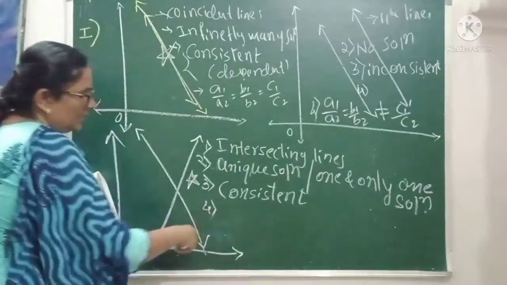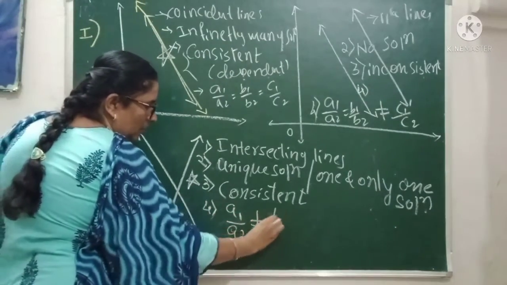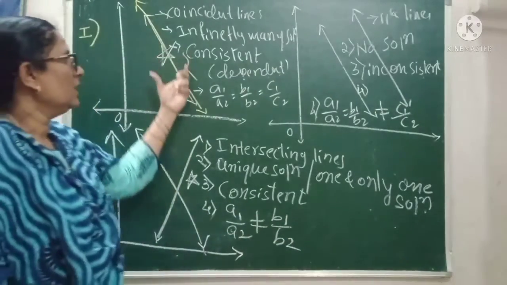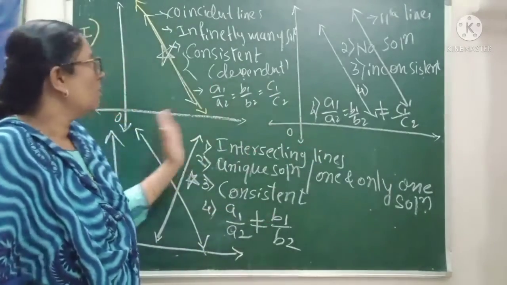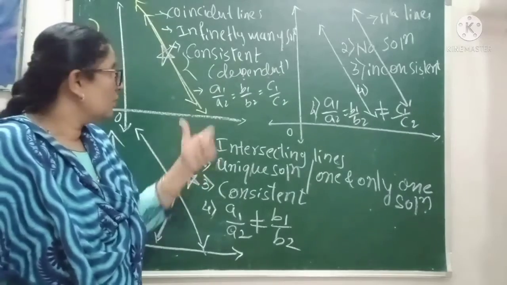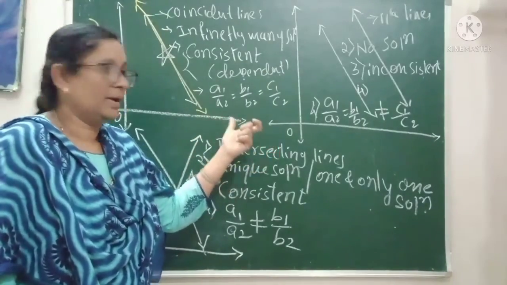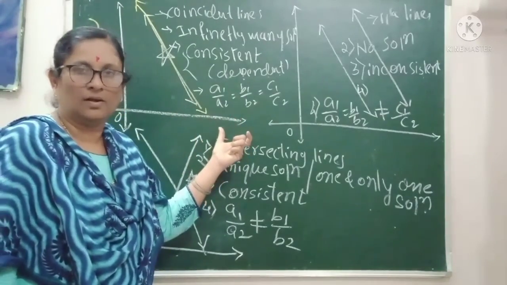The fourth one, the condition, as you know, is A1 upon A2 is not equal to B1 upon B2. This way you get the concept related to these diagrams. Hope you have understood. Have confidence and clear your doubts. You have sufficient days. Practice maths 1 or 2 hours daily and score well. Good luck.